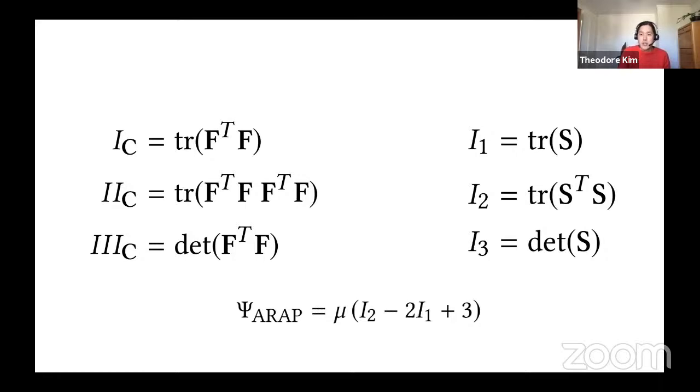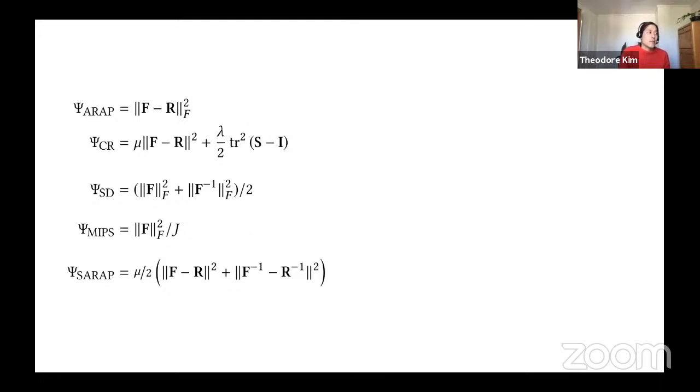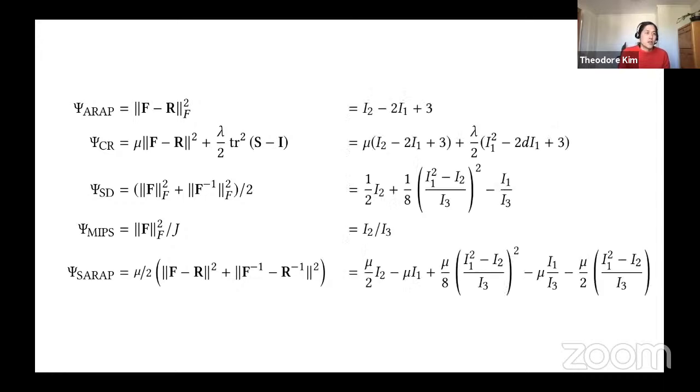Okay, one thing I didn't mention to you before is that there's a whole bunch of energies in geometry processing that can't be written in terms of these supposedly fundamental invariants. But if we use these new invariants that I just proposed, it actually yields instantly. So you can actually start writing all of these in terms of these new set of fundamental invariants.